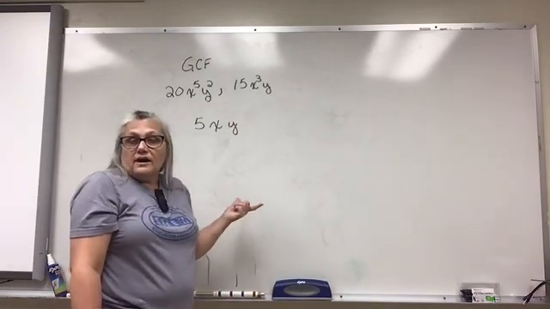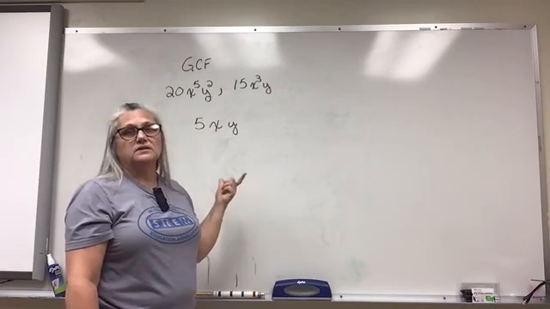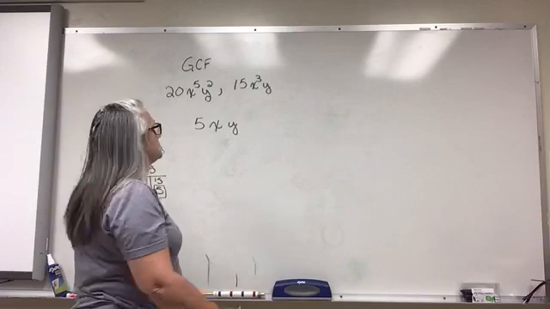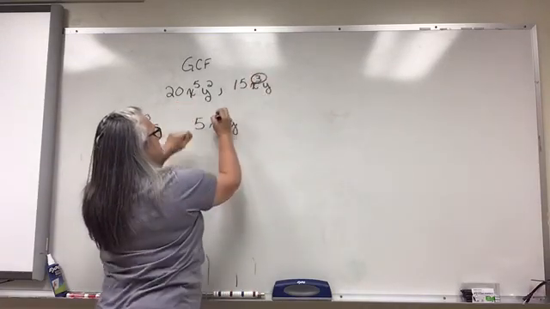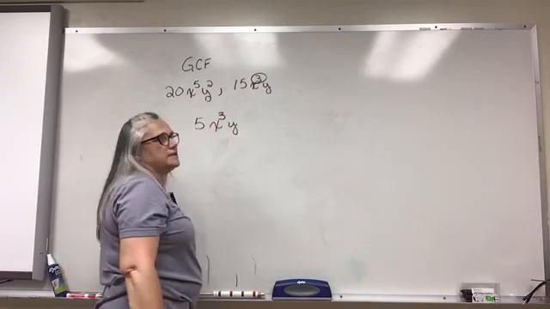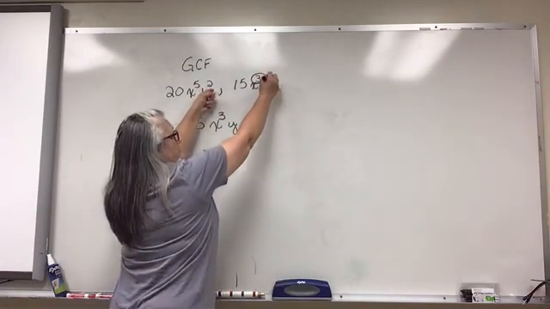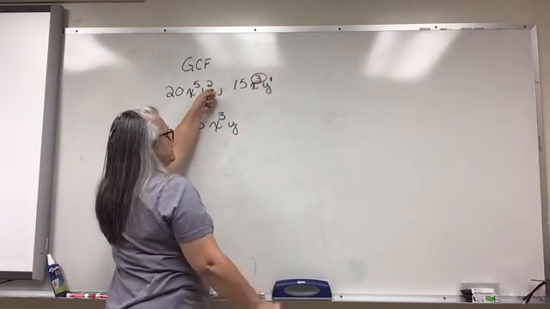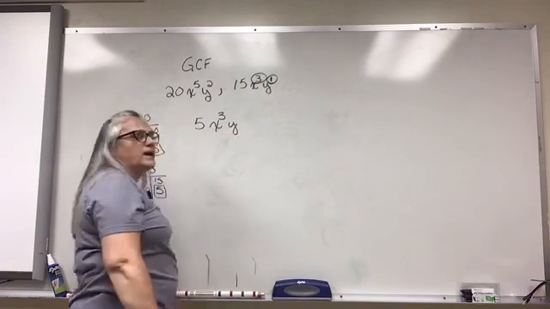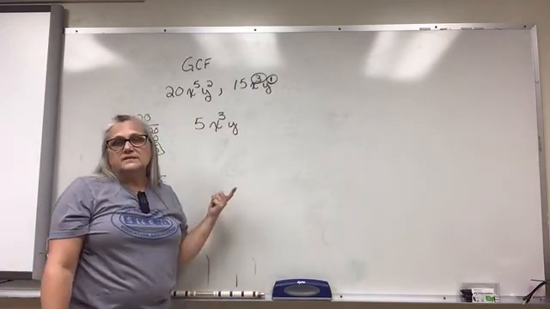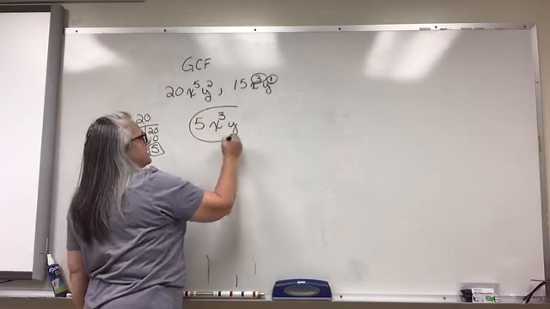Now, I find the smallest exponent, the least exponent, on both of those variables. So my x has a 5 and a 3. 3 is the least, so my x will be 3. Y has a 2 and a 1. Remember, that's an understood 1 there. So 1 is the least, so I'll leave the y like it is. So my greatest common factor between these two terms is 5x to the third y.